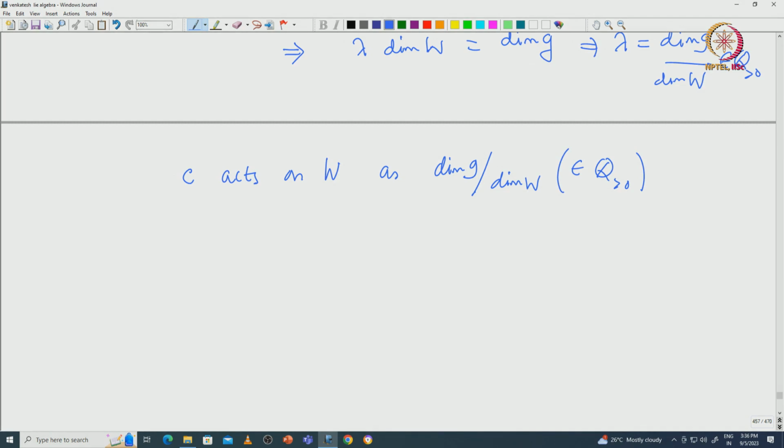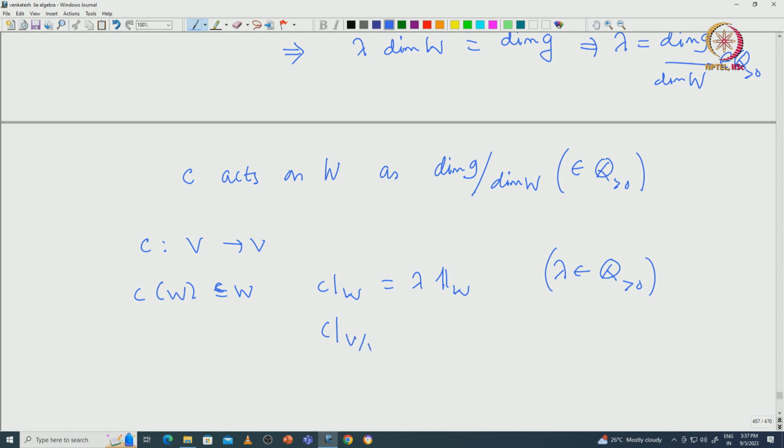Okay. So, now we will be able to use this information to get the complementary subspace of W. In particular, the complementary subspace will be given by the kernel of C. Okay. So, let us recall the properties of C. C is a map from V to V and C maps W to W. Not only that, C restricted to W is given by some lambda times identity on W, where this lambda is a positive rational number. And the induced map of C on V modulo W is 0. So, these are all the information that is given.